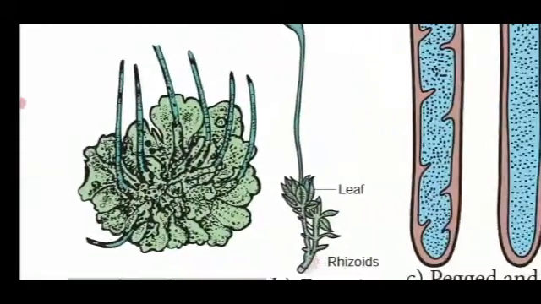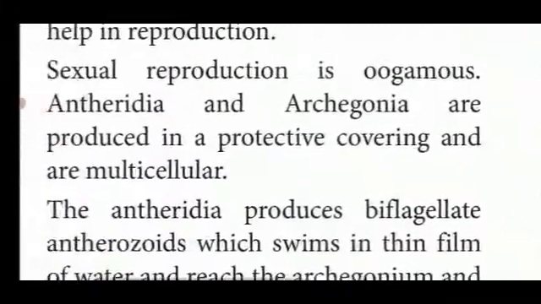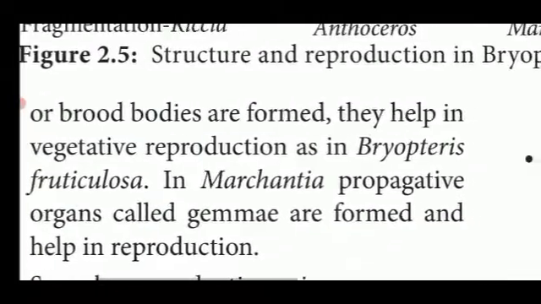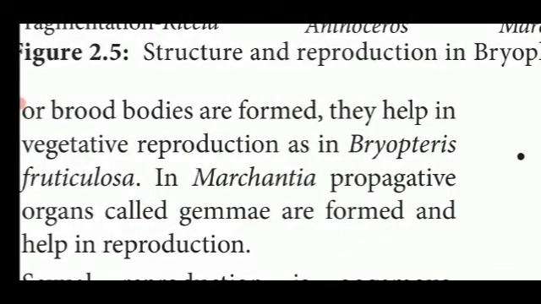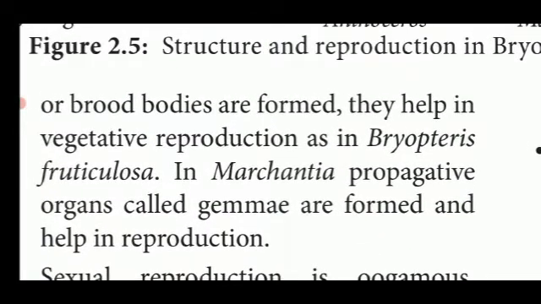So small detachable branches or brood bodies are formed. They help in the vegetative reproduction as in Bryopteris. In Bryopteris, brood bodies are formed. They are involved in the production of new plants by means of vegetative reproduction.